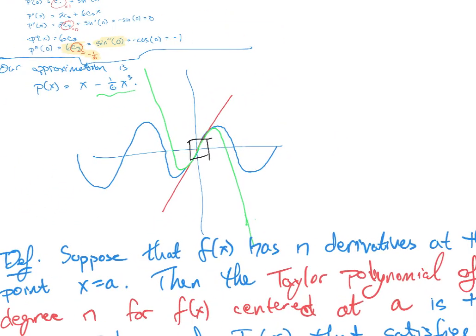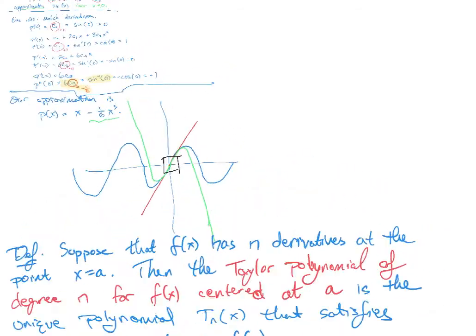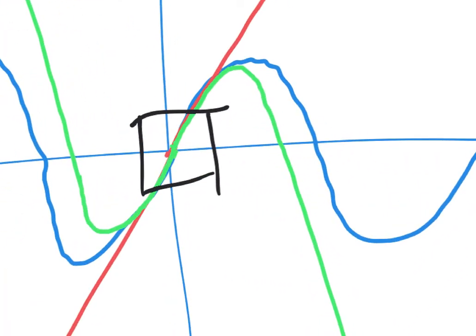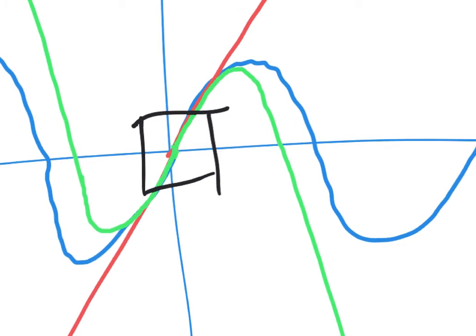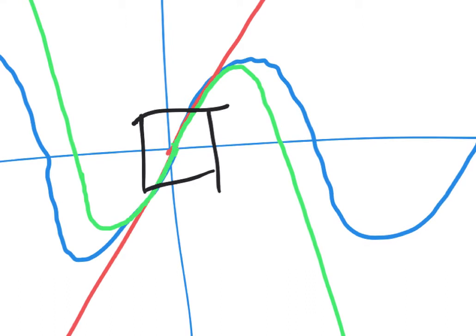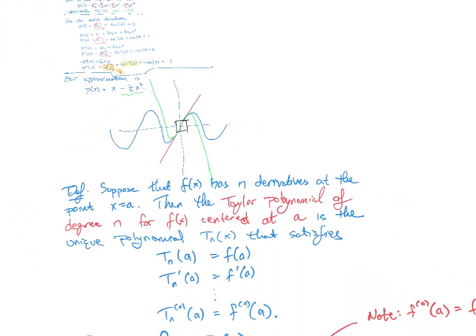We go back to this plot. The questions that we're interested in now are: where will this polynomial be a good approximation to sine? And how can we get a bound on the amount of error in this approximation? Sine here was the blue curve. The approximation was the green curve. Can we bound the difference between the blue curve and the green curve?